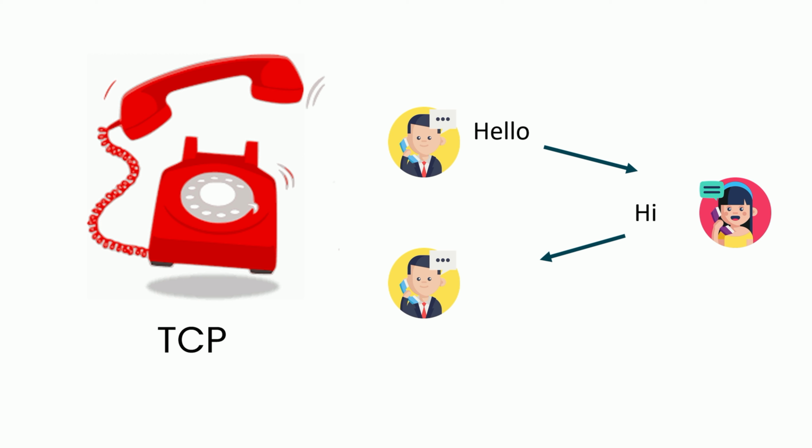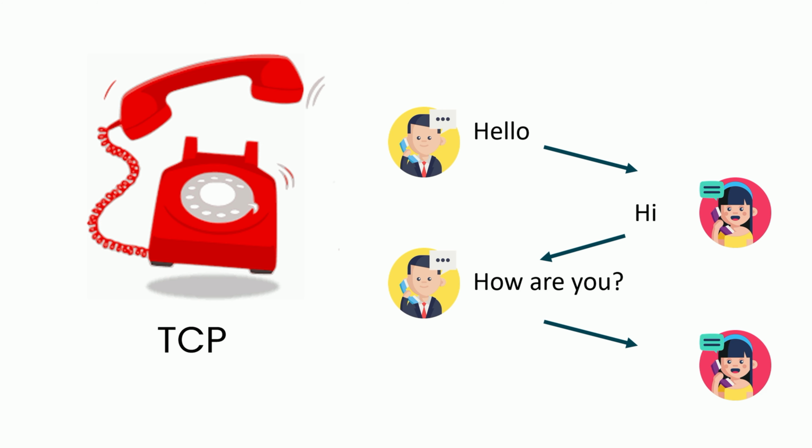We get a reply from the recipient, they say hi, and then we can start our conversation. Then we can say, hi, how are you? Now, what this means is that we can turn around and understand this is the general structure of how a phone call works. The person initiating the phone call gets confirmation from the recipient.